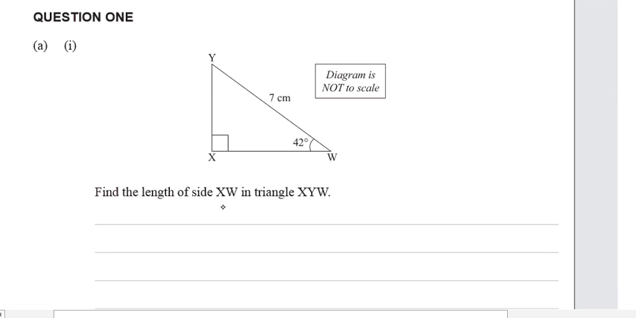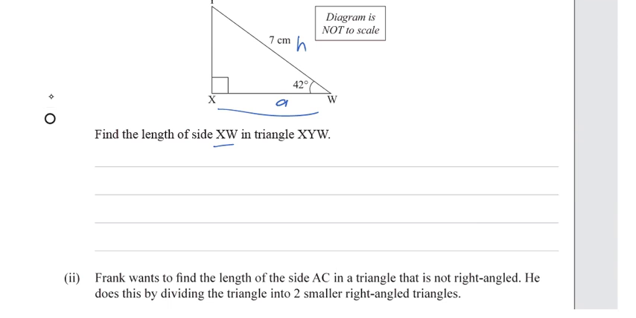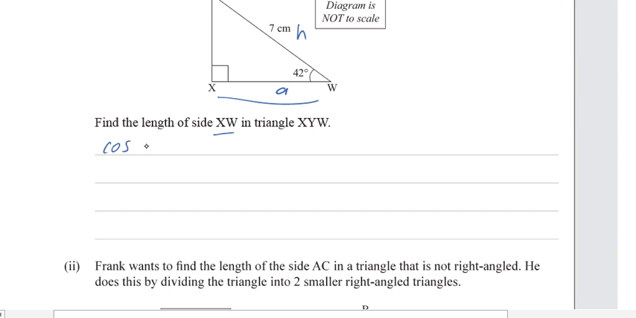Okay, so this first question is asking for the length xw, so that's this length here. In relation to the angle, that's our adjacent side, this is our hypotenuse, so we'll be using cos. So I'll write out cos 42 equals xw over 7, then we'll need to multiply both sides by 7, and so that gives us xw equals 7 times cos 42, and we put that into our calculators, and that gives us 5.20 centimetres.